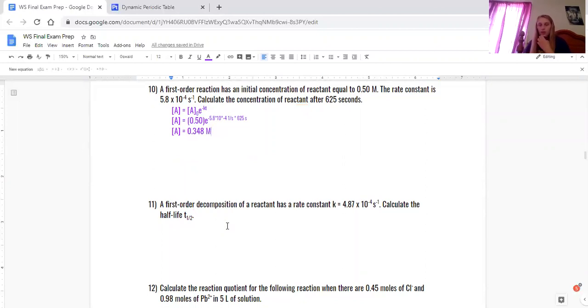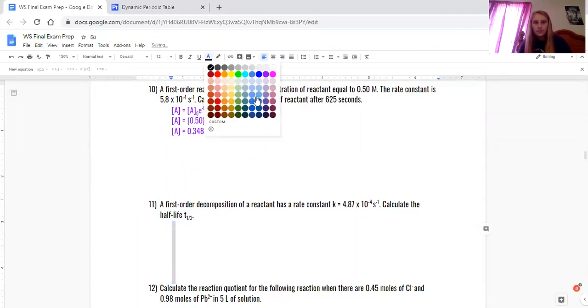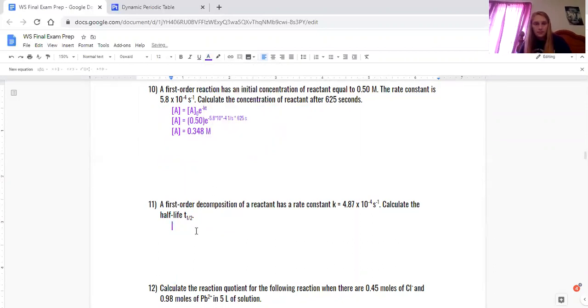Okay. First order decomposition reaction has a reaction rate of K equals 4.87 times 10 to the negative 4 seconds to the negative 1. Calculate the half-life. Okay, so our half-life reaction here is going to be T1/2 is equal to 1 over K. Okay, so we can go ahead and solve that out.